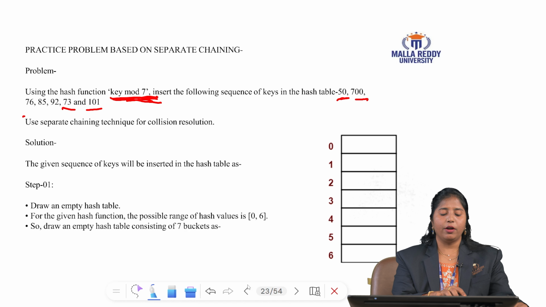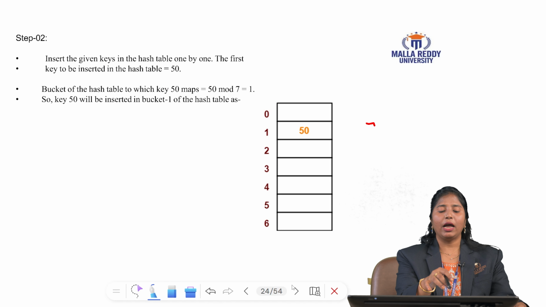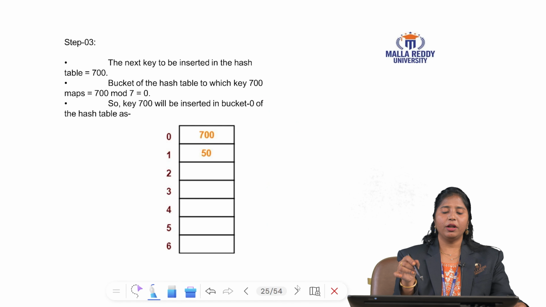Step 1, draw an empty hash table. For the given hash function, the possible range of hash values is 0 to 6, so the index starts from 0 and the last place is 6. Draw an empty hash table consisting of 7 buckets. Step 2: the first element is 50. 50 mod 7 gives 1, so we store 50 at index 1. Next element is 700. 700 mod 7 gives remainder 0, so we store 700 at the 0th place.